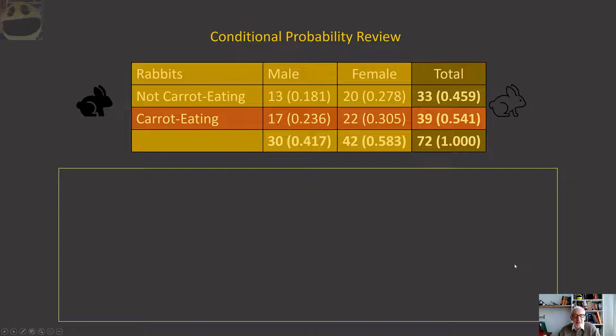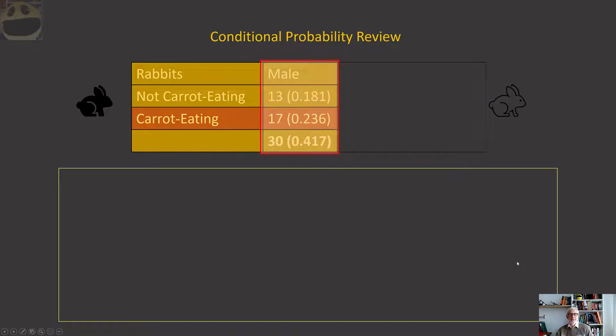So let's just review our terminology, bring this slide back up here. And in this one, we've got those males there. And the probability of you being a non-carrot eating male, in this case, is going to be, well, what's the probability that you're a male? 0.417. The probability that you don't eat carrots, 0.181. And you're going to divide the 0.181 by the 0.417, and you find, given that you're a male, what's the probability that you are not a carrot eating rabbit?